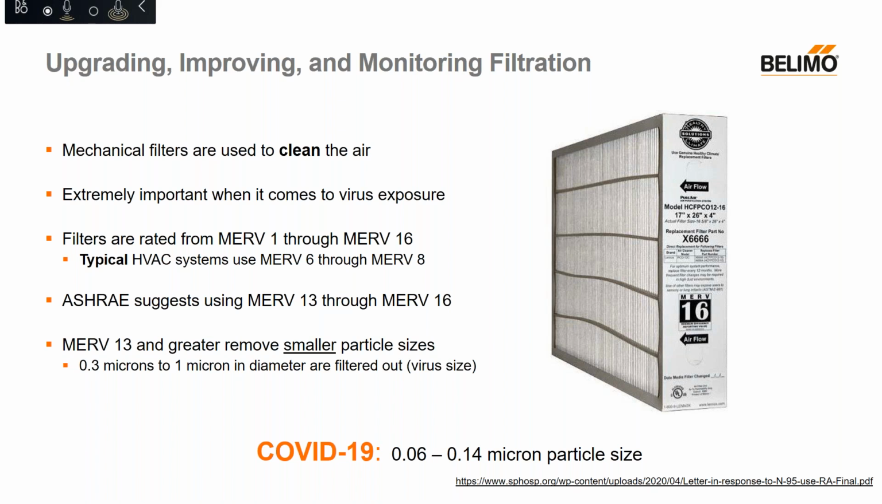So typical HVAC filters are rated between MERV 1 and MERV 16, with MERV 16 being able to filter the smallest particles. With these new guidelines, ASHRAE recommends filters to be replaced and upgraded to at least a level MERV 13. Even though a MERV 16 filter is the highest rated filter, it can only filter out particles down to 0.3 microns.